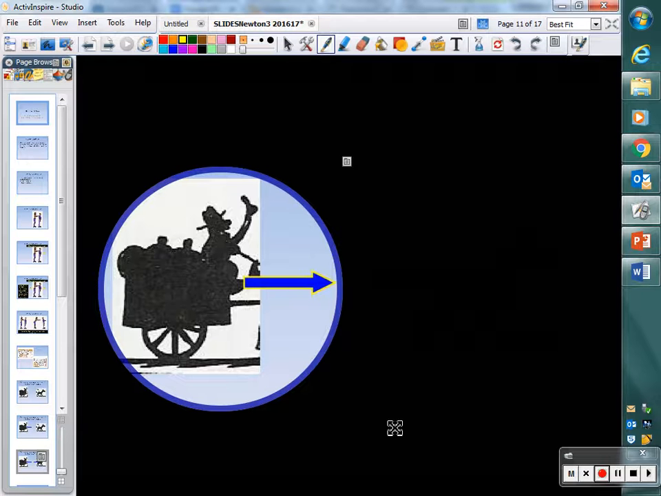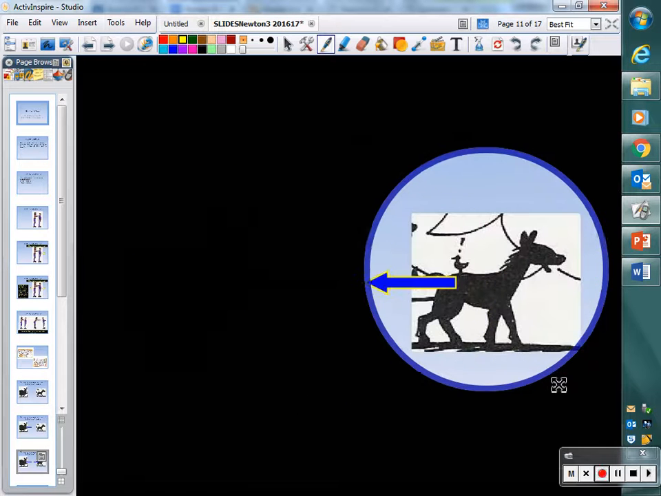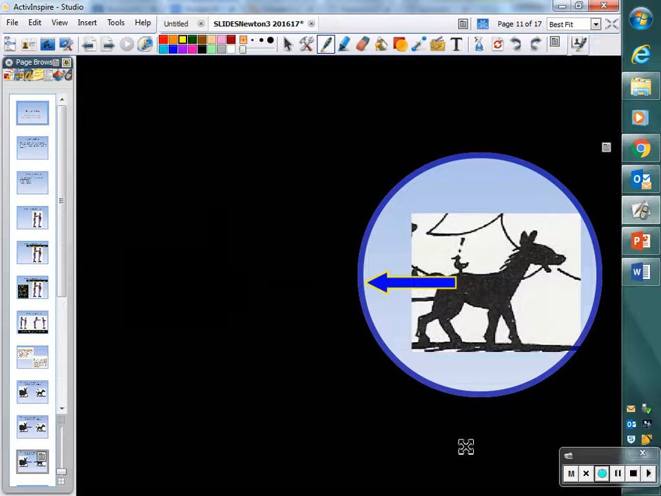So, here's the farmer in his cart. Does he have a force on him? Yes. Will the farmer start moving because of this force? Yes. Which way? To the right. Here's the horse. Does the horse have a force on him? Yes. Will the horse start moving because of this force? According to this picture, which way would the horse move? To the left. Okay? So, do those two forces cancel each other out? No. Why not?